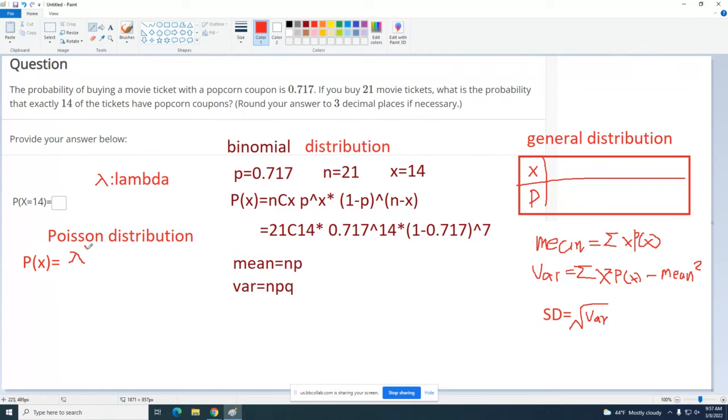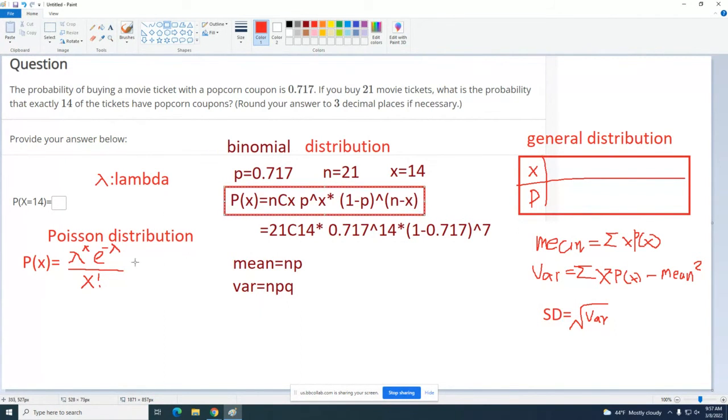So lambda raised to the power x multiplied by e to the negative lambda. Remember, it has to be negative. E to the positive lambda will be a really big number. So make sure you have e to the negative lambda. E to the negative lambda is 1 over e to the lambda. It's really a small number. So that makes sure the probability is a number that's less than 1, and divided by x factorial. That's the formula. So it looks quite different from the formula that we have for the binomial distribution.